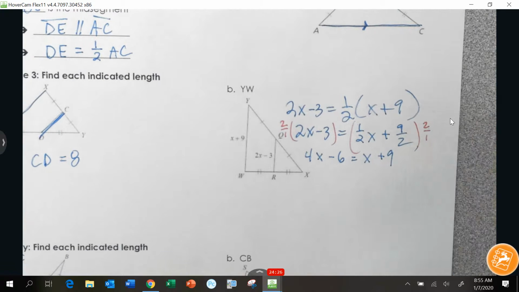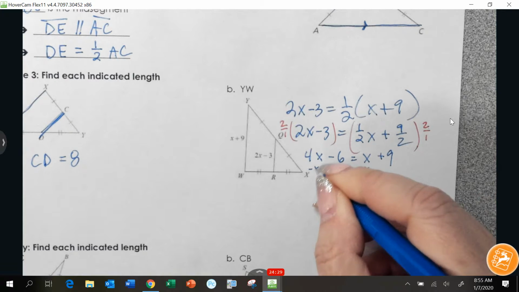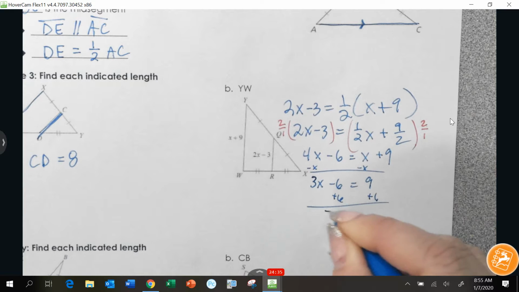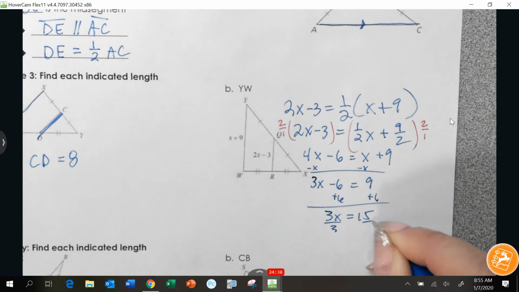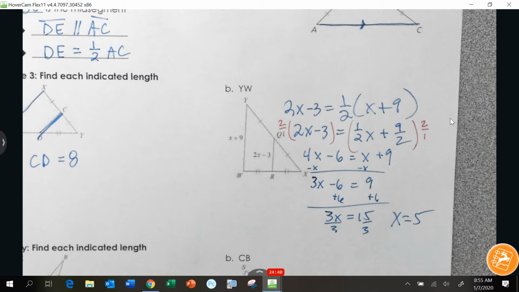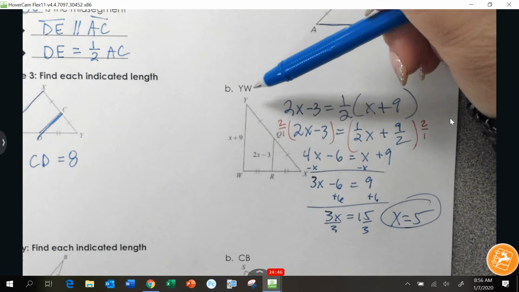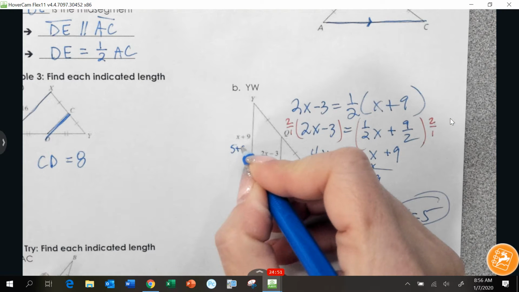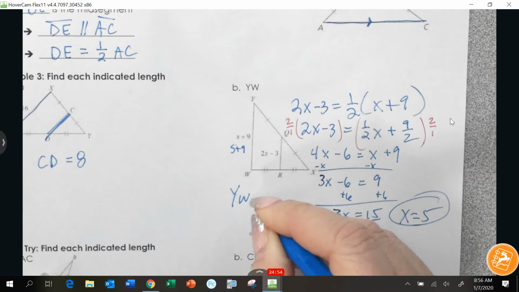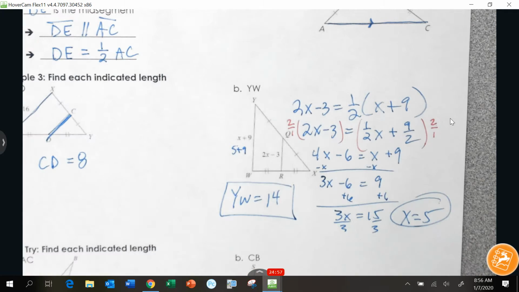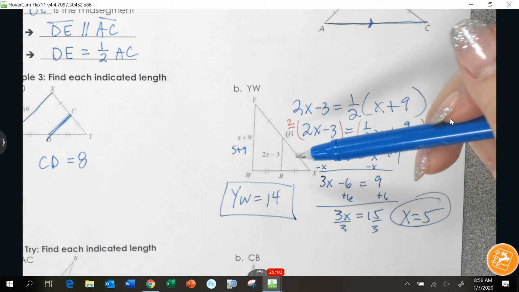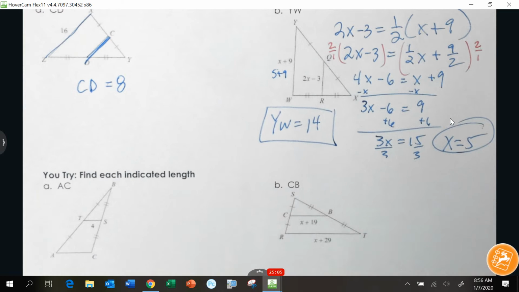Or you can just deal with fractions. It's up to you. I'm going to subtract x. I'm going to add 6. Divide by 3. You get x equals 5. Is that what I needed to find? Nope, I need to find YW. Okay, so 5 plus 9? 14. So what's 2x minus 3 without plugging it in? 7. Okay.